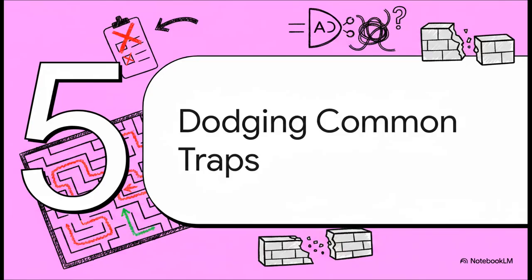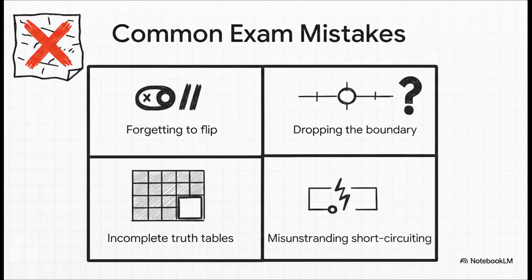Okay, so knowing the rules is one thing, but to really maximize your score on the exam, you need to know the common mistakes people make. Let's look at the traps so you can dodge them. These are the 4 most common errors that cost students points, for sure. Forgetting to flip the operator, that's a basic one. But the one about dropping the boundary on inequalities, that's a big one. And misunderstanding short-circuiting, that can be tricky. So let's make sure you've got these locked down.